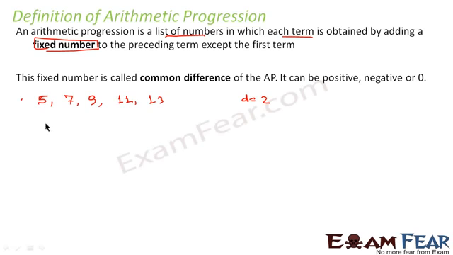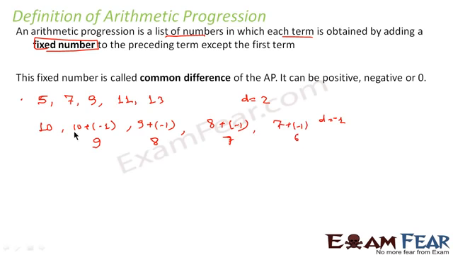Now let's take a series where D is negative. Let's take the starting number to be 10 and D to be minus 1. The next number will be 10 plus minus 1. You are adding a minus 1, right? That becomes 9. The next number will be 9 plus minus 1, so this becomes 8. The next number will be 8 plus minus 1, that is 7. And the next number will be 7 plus minus 1, that is 6. So the series is like this: 10, 9, 8, 7, 6, dot, dot, dot.